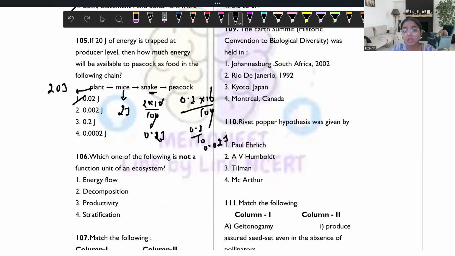Understood? I hope this is clear to all of you. It is very basic and simple maths. If you do not understand, please let me know in the comments. I will clear it out for you.